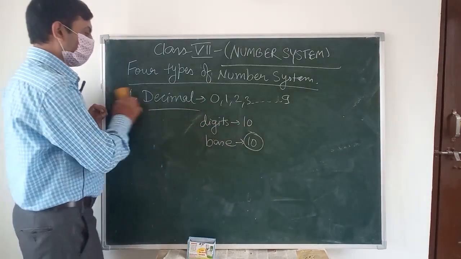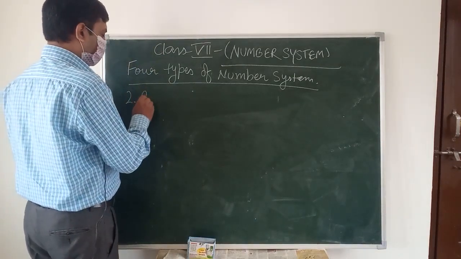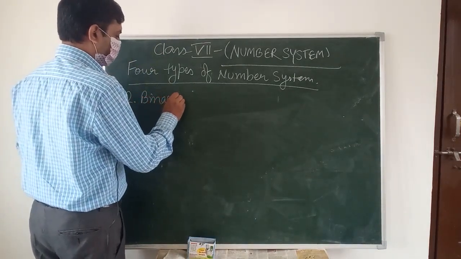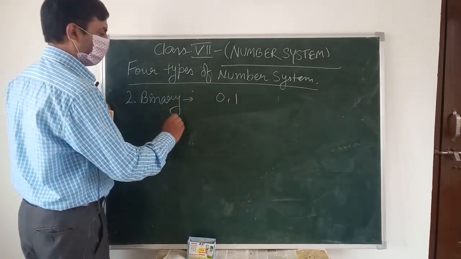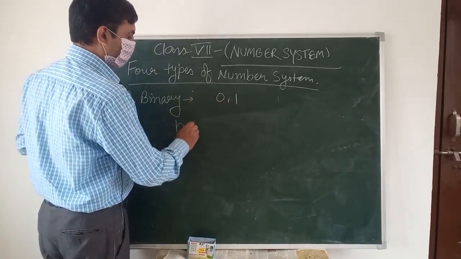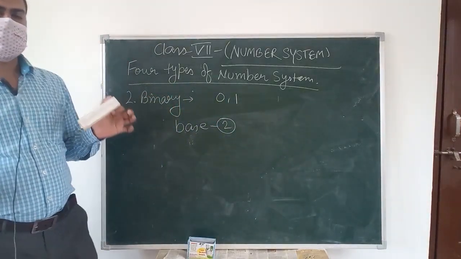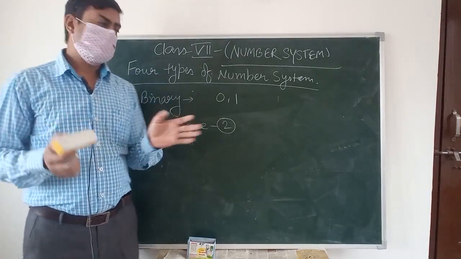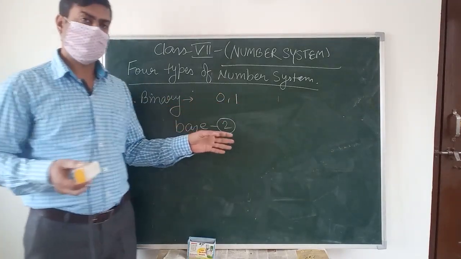Very simple it is. Now the second point is binary. In binary, only 0 and 1 is there. So only 2 digits. So its base is 2. I am counting the digits only. In binary number system, only 2 digits are there, 0 and 1. So its base is 2.